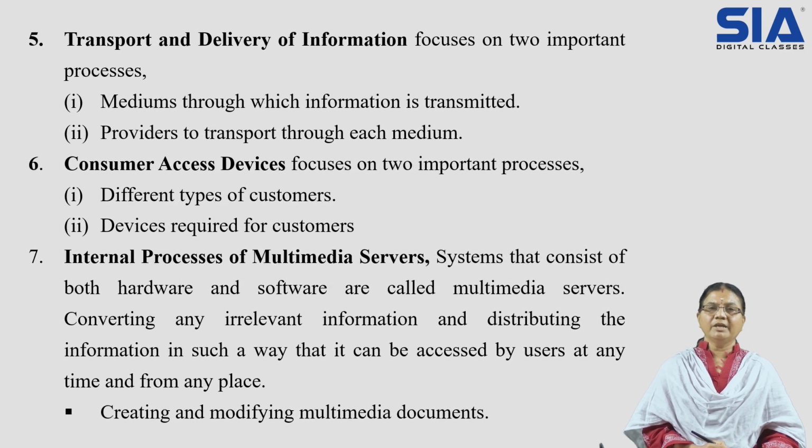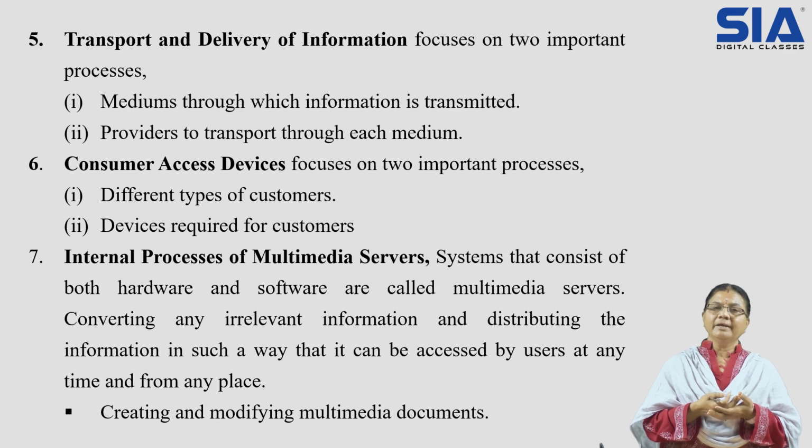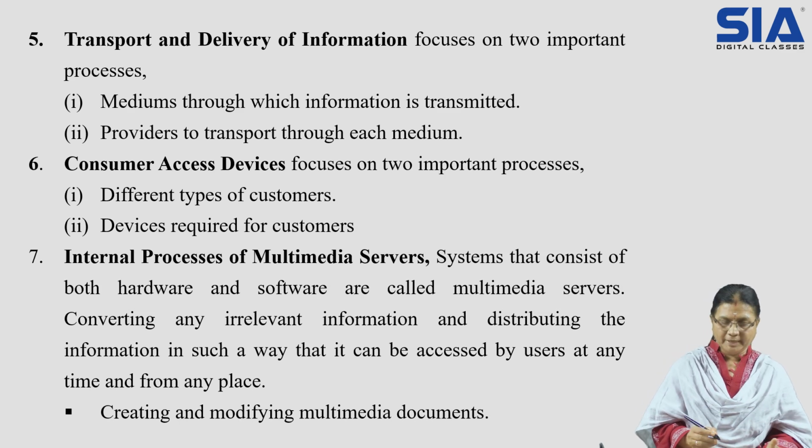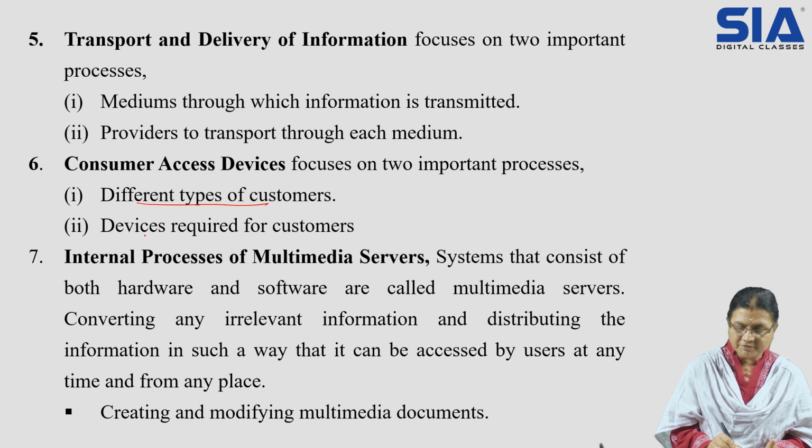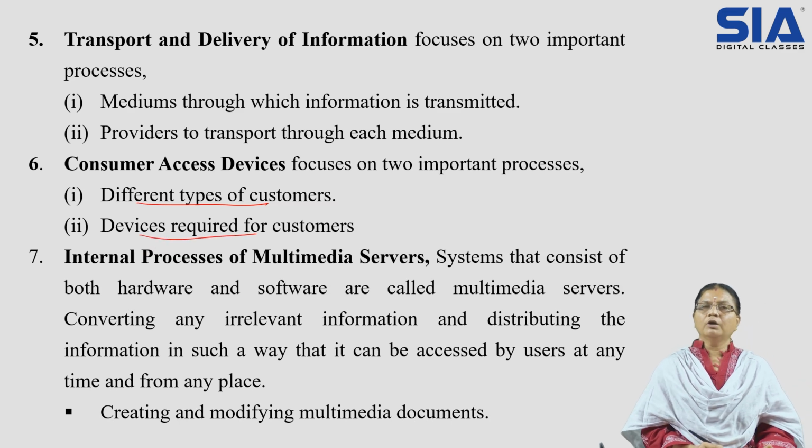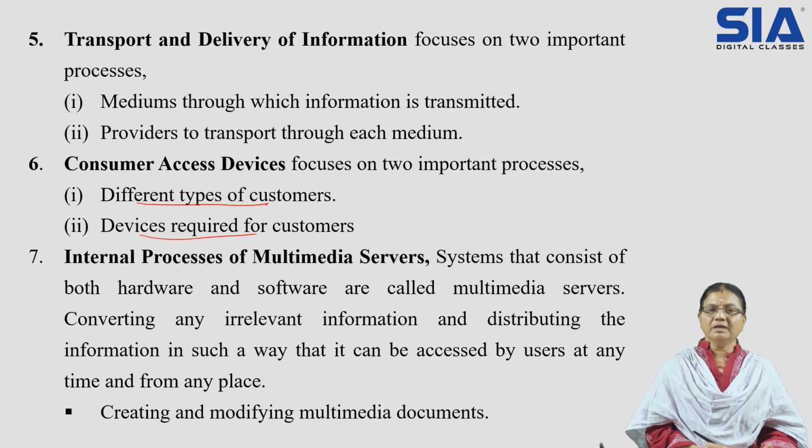Then transport and delivery of information. It is of two important processes: the mediums through which the information is transmitted, and the providers that transport it through each medium. And coming to consumer access devices, it is also of two processes. One is different types of customers, the other is devices required for the customer. You should have knowledge to operate and also you should have devices to operate. Both are required. So different types of customers you have to keep in mind, and what is the device which is required for the customers.